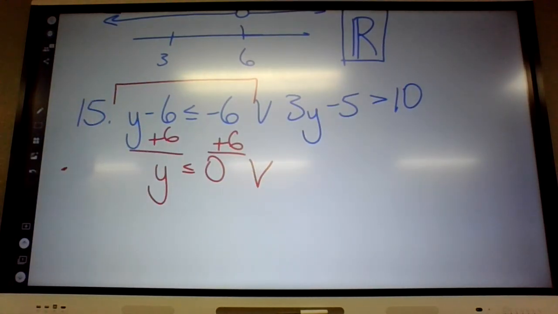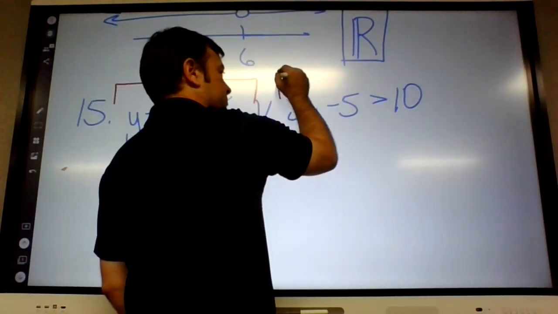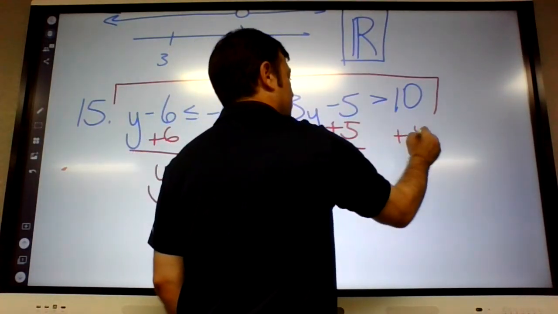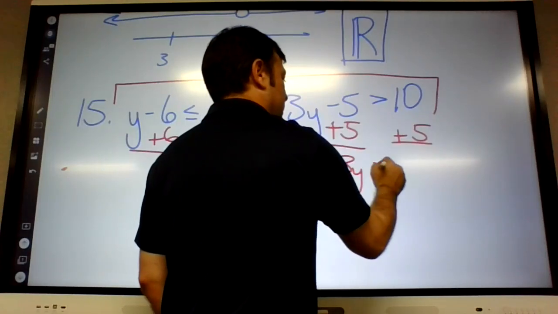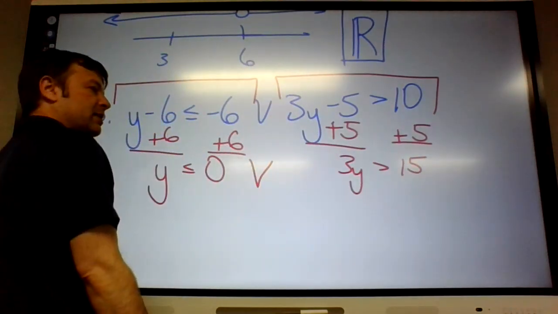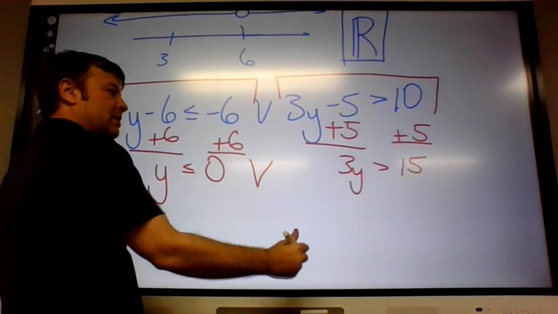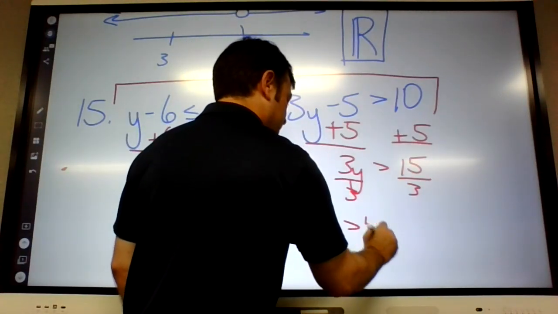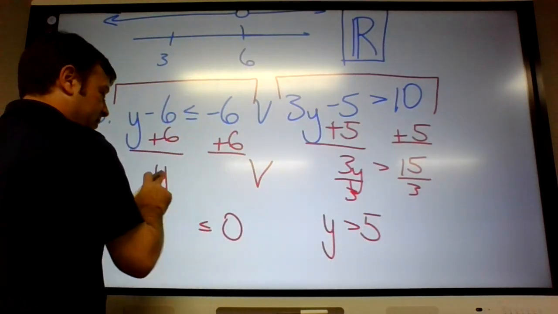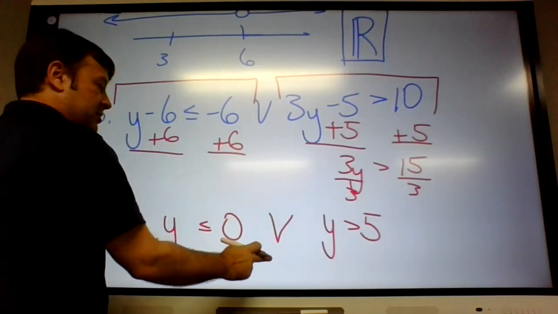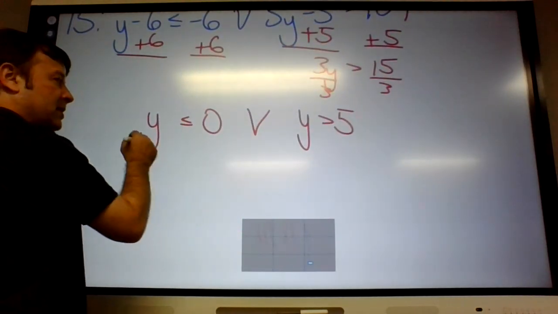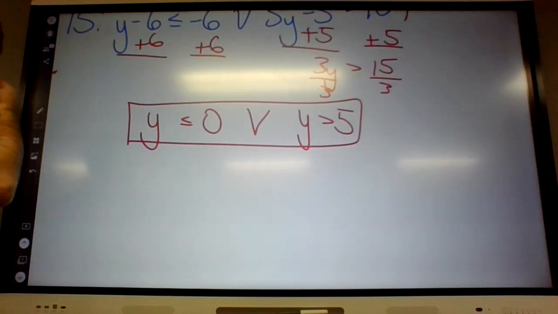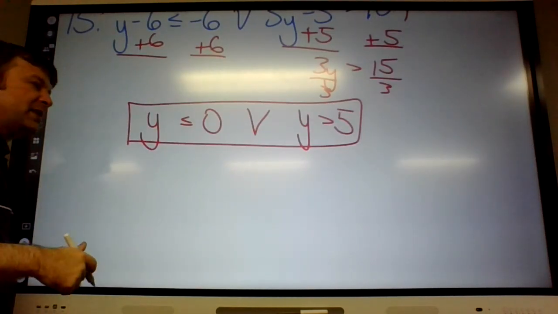Okay, what would I do on the other side? Add 5. And then divide by 3. So we get y is greater than 5. Okay, now if this was an even, this is where you guys could stop right there. But just like yesterday, if it's an odd, let's try to simplify it.